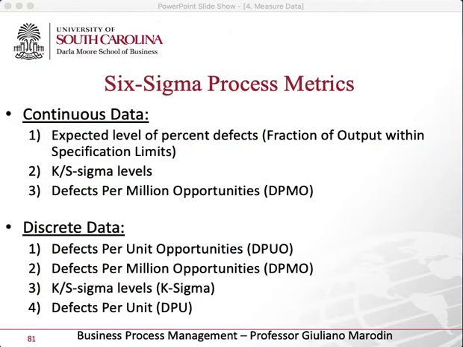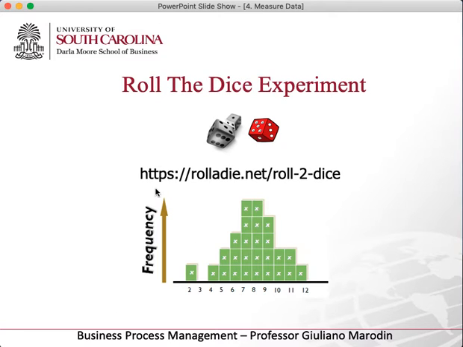So again, there's two ways of doing things, the continuous way and the discrete way. If you have continuous data, we're going to look at that first, then discrete. So for continuous, we need to understand the expected level of defects, so the percentage of output that's going outside the limits that we're going to consider to be defect, the K-sigma levels, and the DPMO, okay? So we're going to do this experiment in class.